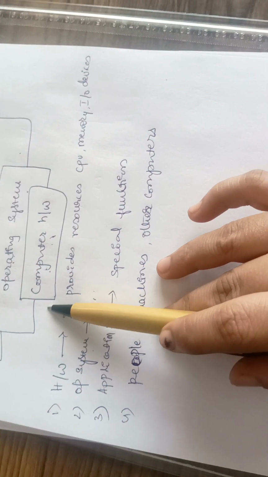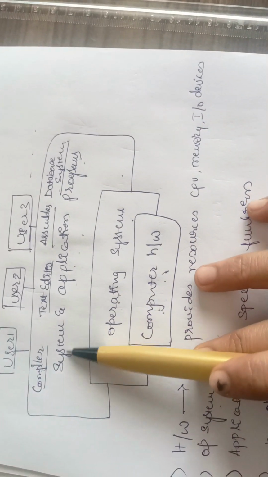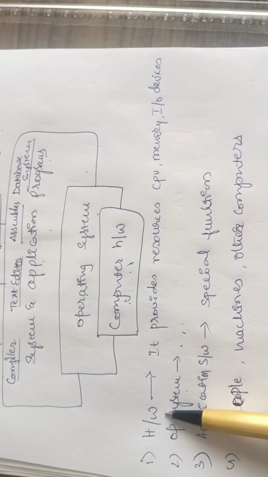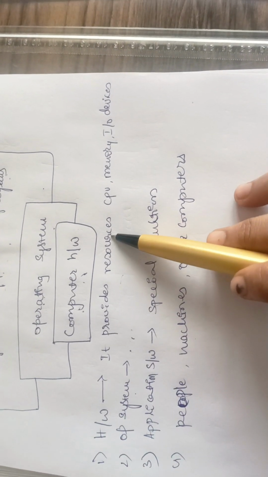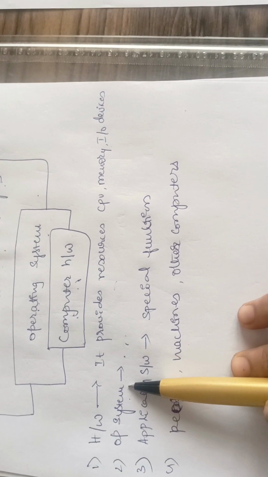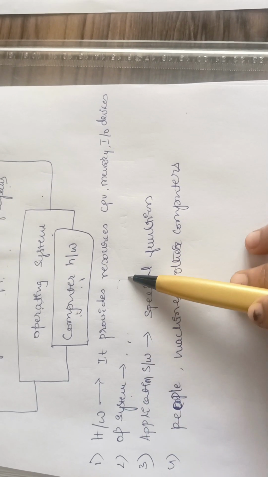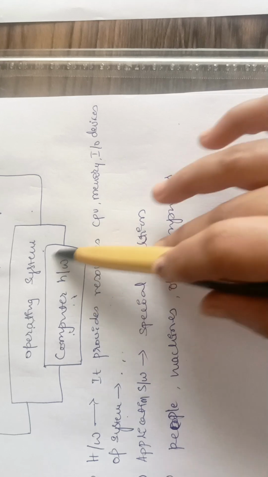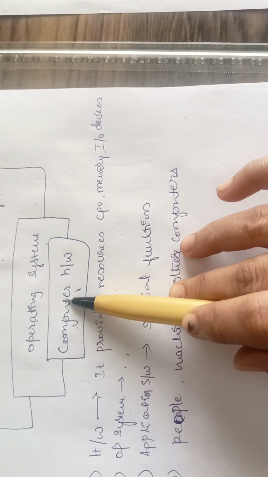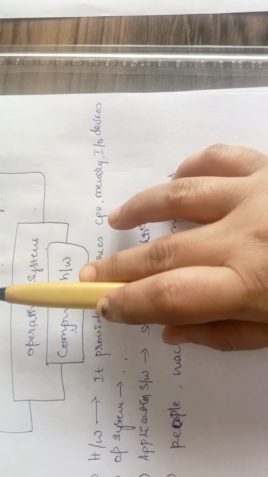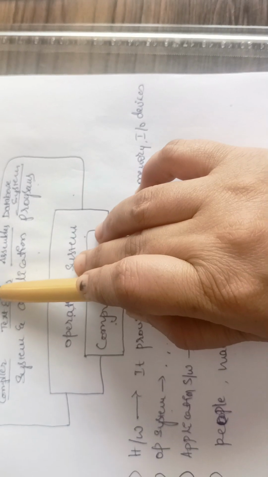So four components are there. The first one is the computer hardware, then the operating system, then system and application programs, and the last one is the user. Okay, so hardware provides resources like a CPU, memory, and input output devices. And then what is the operating system? It will control and coordinate. What will it control and coordinate? The use of this computer hardware among various applications, and the user.